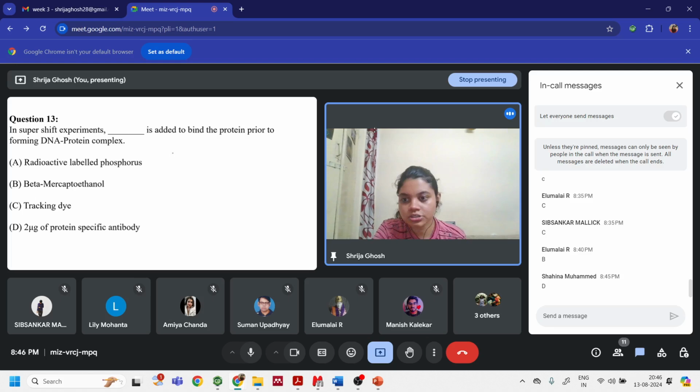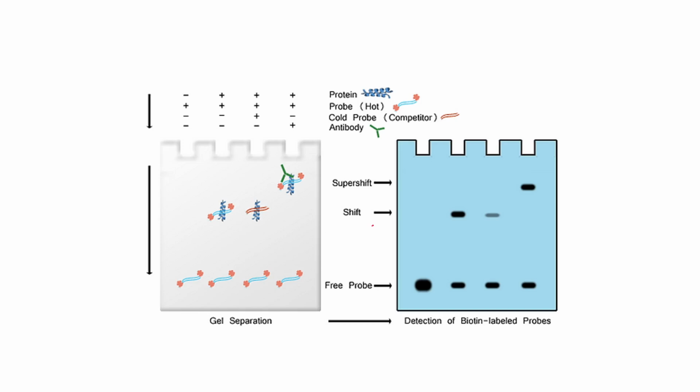Now I have explained you what shift means, right? So we have the free DNA. When protein is bound to it, we saw a shift in the mobility, right? Now in the super shift, what we do, first we incubate the protein with the antibody that binds to the protein, okay? So that antibody will now bind to the protein. So my protein was 25 kilodalton. Let's say my antibody is 150 kilodalton, okay? So now this complex itself becomes 175 kilodalton, right?